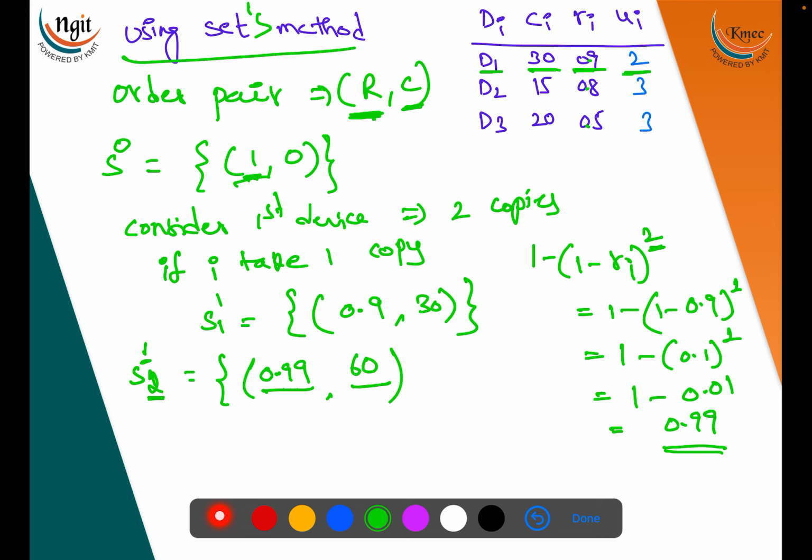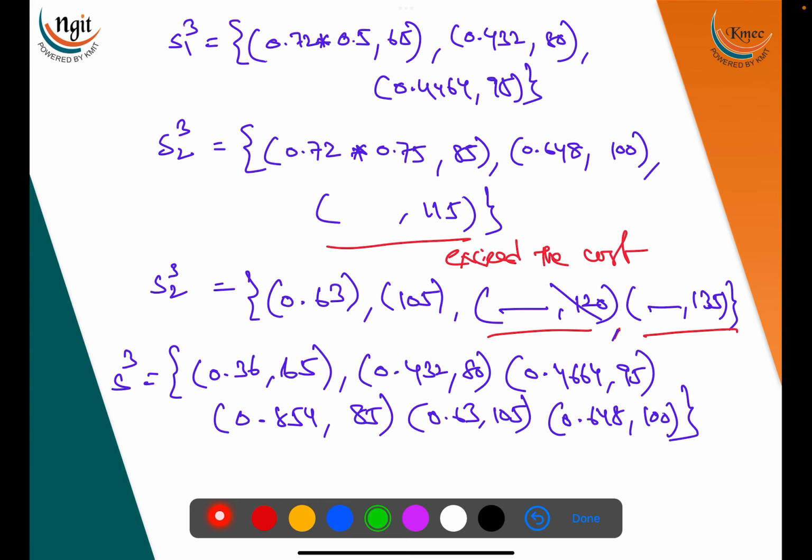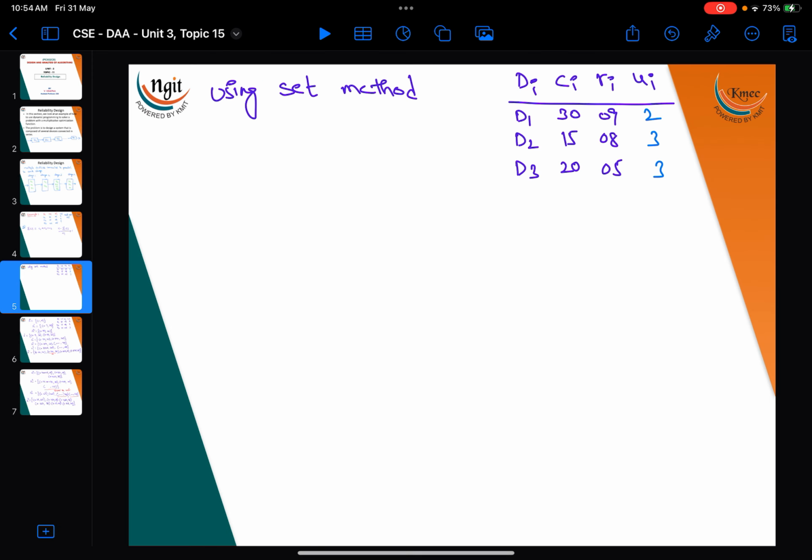With this we completed the first copy and the second copy. Now S1, that is the first device with 2 copies, is merged: (0.9, 30) and (0.99, 60). So this is S1. Likewise, we need to take a decision in the next stage, taking the value of S2. We'll take S2 in the same way.